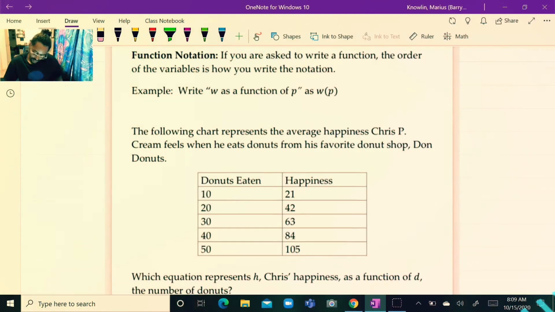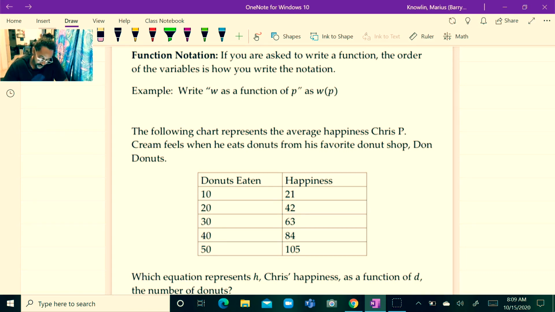So our total cost would be $21.06. Now, this next one says here, function notation. If you're asked to write a function, the order of the variables is how you write the notation. For example, it says write W as a function of P as W of P. Okay?